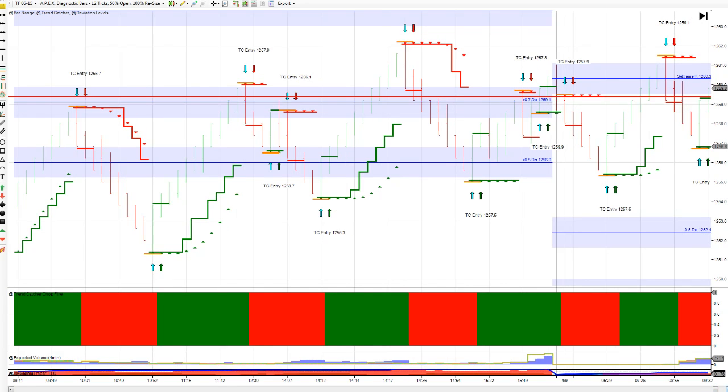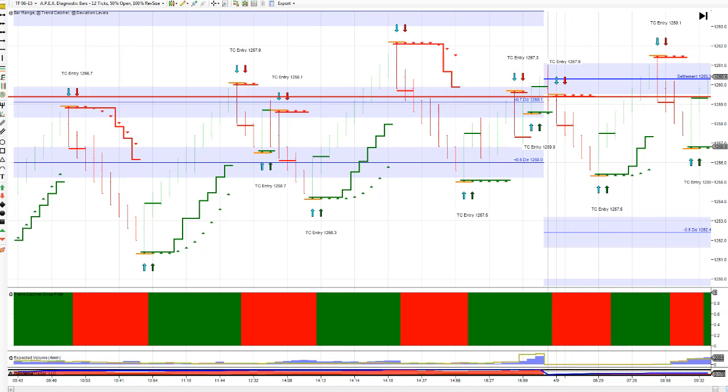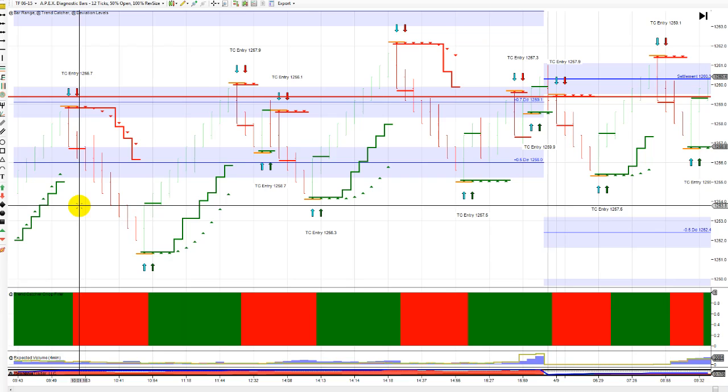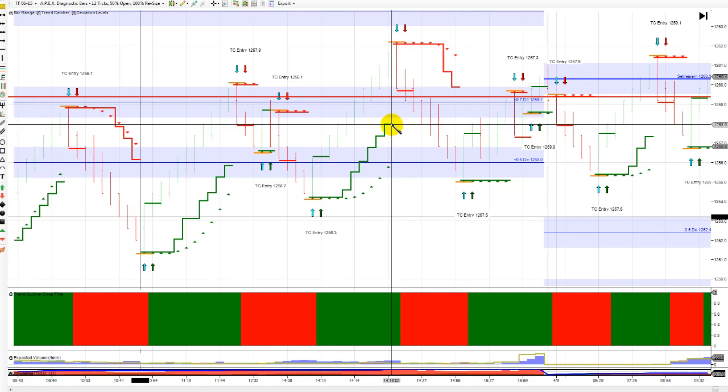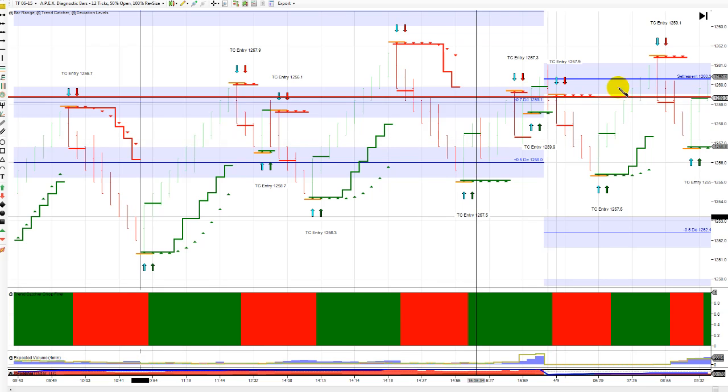Long trend catcher, green arrow. What about a green arrow? Nope. Okay, now, can I get in the trade? If it's a tick above the high. Yep.